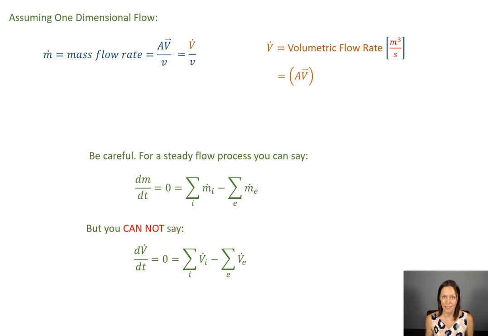So you can't say, well, I've got maybe a 1 inlet, 1 outlet device. It's steady flow, so shouldn't the volumetric flow rate at the inlet be the same as at the outlet? And the answer is no. It doesn't have to be. The mass flow rates would have to be, but the volumetric flow rate does not have to be. So just make sure that you're aware of that and don't make that mistake.